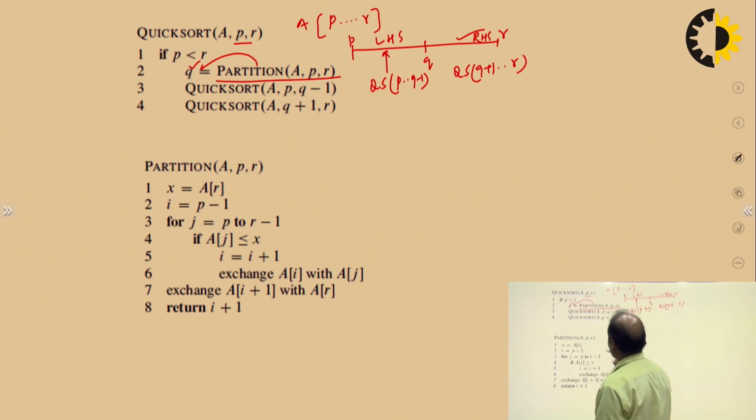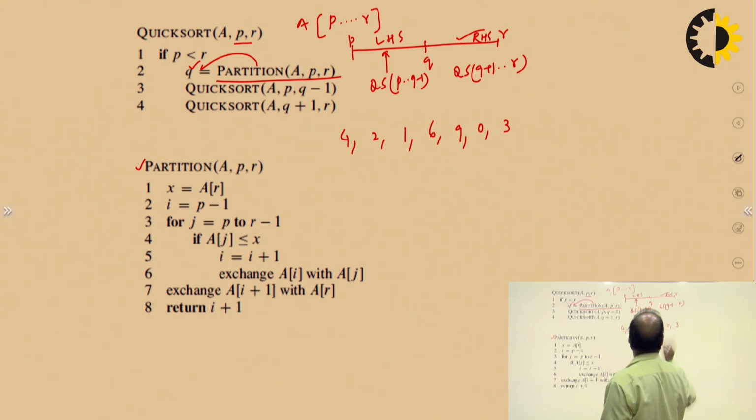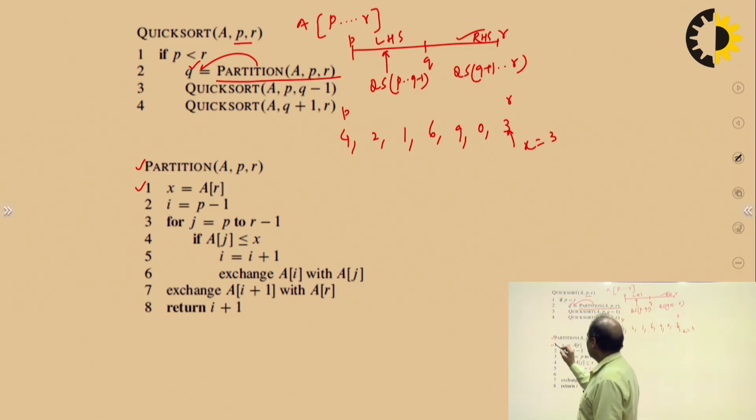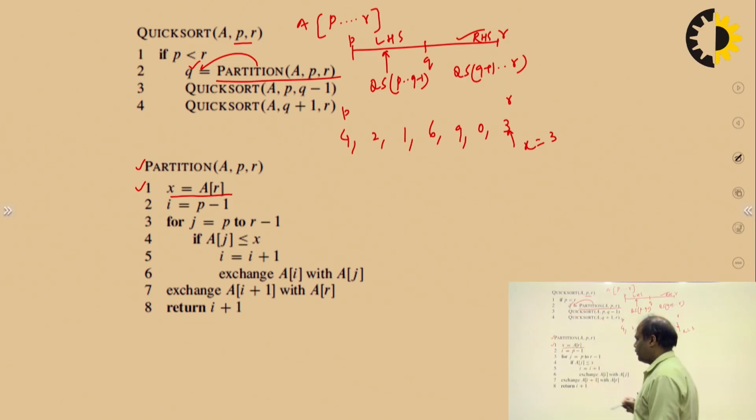So the main important part is the partition, how to partition an array. Let us take one example. Suppose we have 4, 2, 1, 6, 9, 0, 3. Taking the last element as the partitioning element, we assume this is P and this is R. This is line number 1: first it takes the last element as the partitioning element.